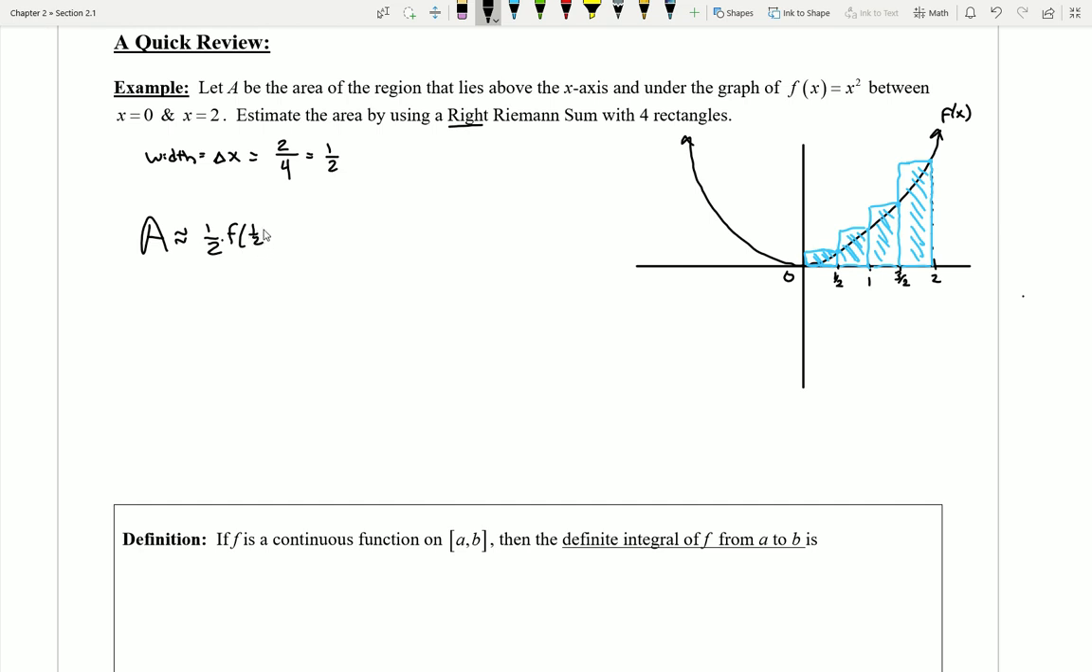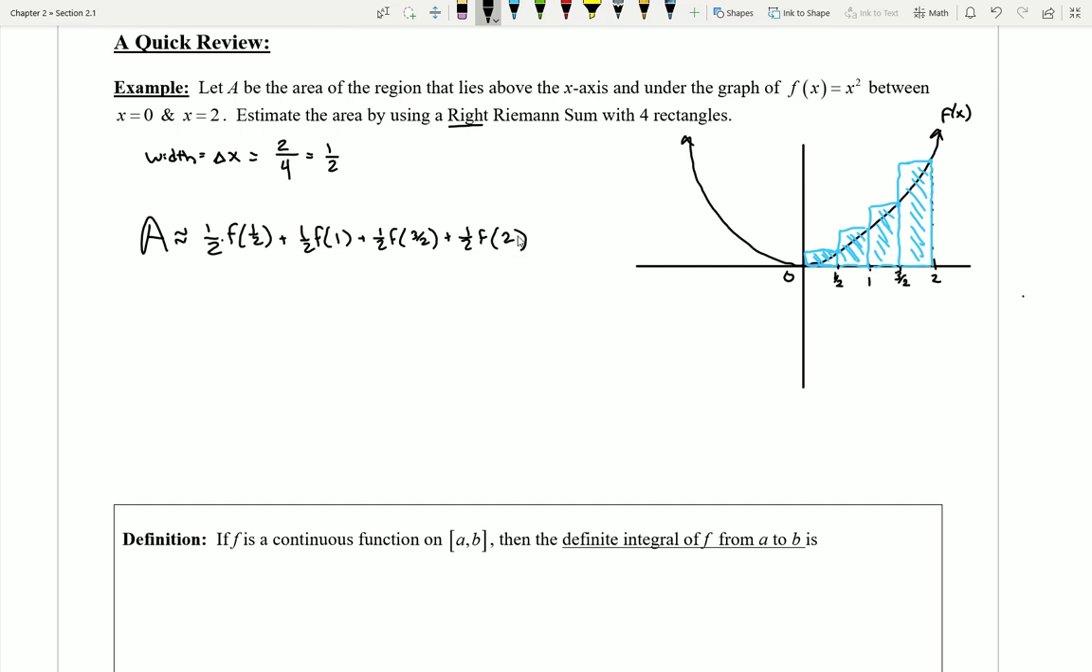So I would do 1/2 times f of 1/2, and then 1/2 width for the second rectangle, but I get its height by plugging 1 into the function and going up to that point. So f of 1. And notice that if I continue this pattern down the line for all 4 rectangles, I'm going to end up with the following.